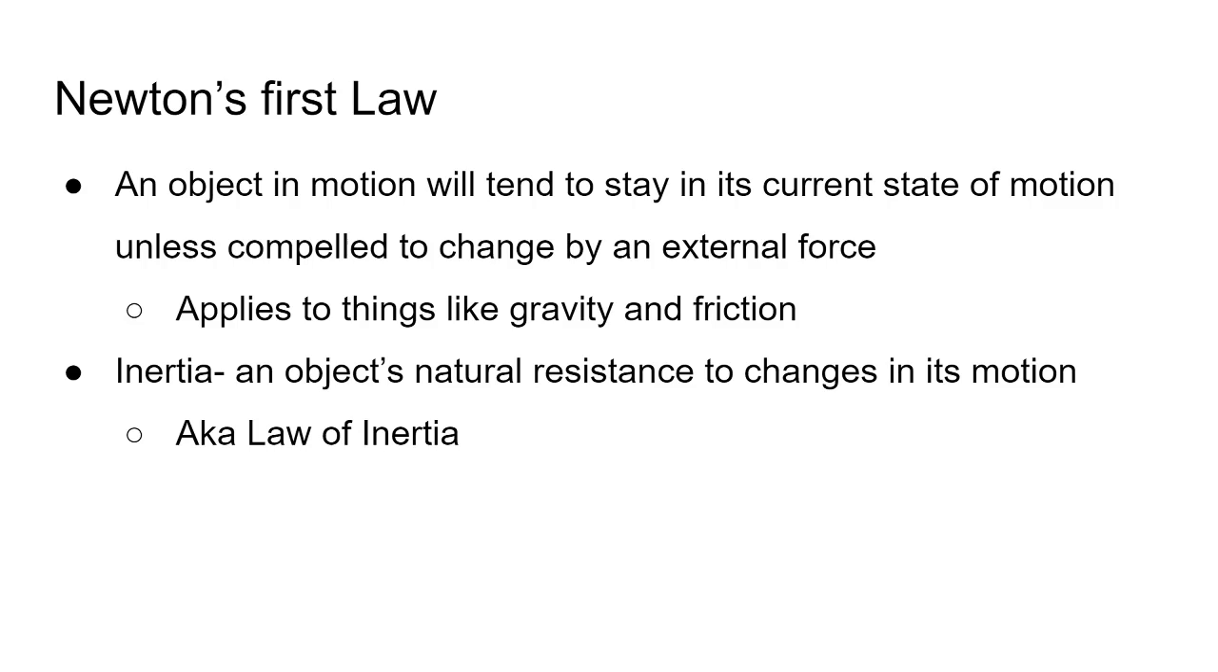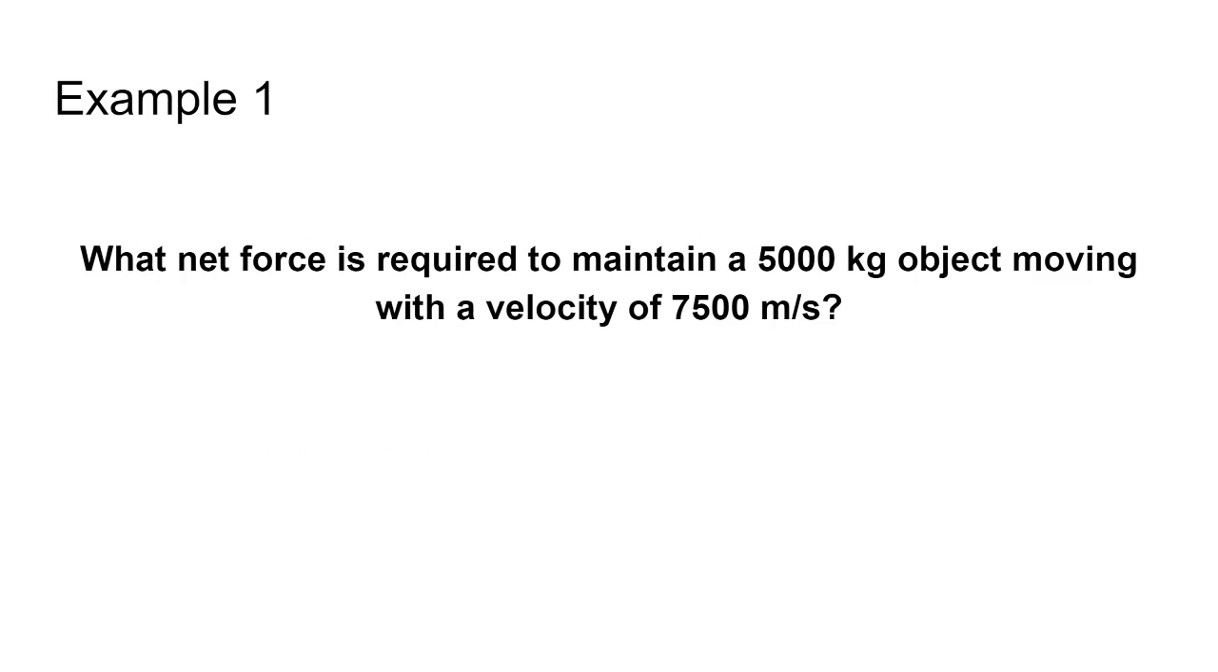Another important thing to note with Newton's first law is a property called inertia. Inertia is just an object's natural resistance to changes in its motion. And this is why Newton's first law is also commonly referred to as the law of inertia. Because objects, they don't like to change their motion. No, they do not. So let's take a look at this first example.